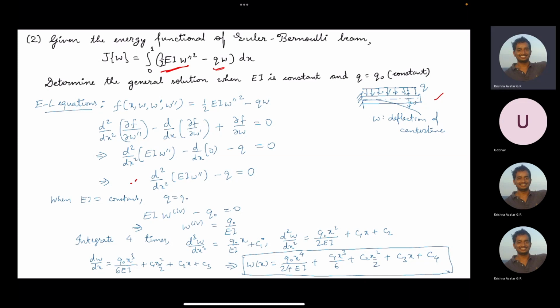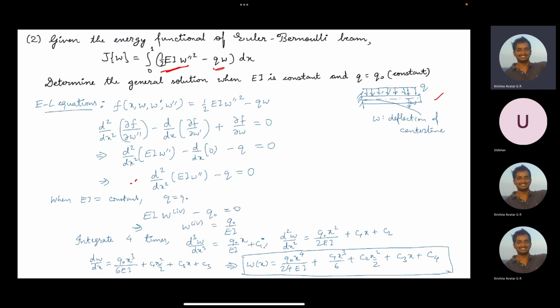Now, this is a differential equation where the principal term is fourth order in w, so we need to integrate this equation four times. First we integrate with respect to x, and this gives us d3w by dx cubed is equal to q naught x by EI plus some constant c1.